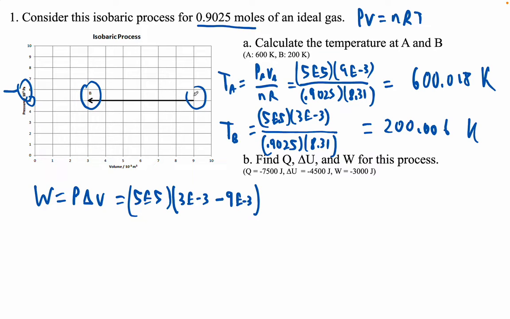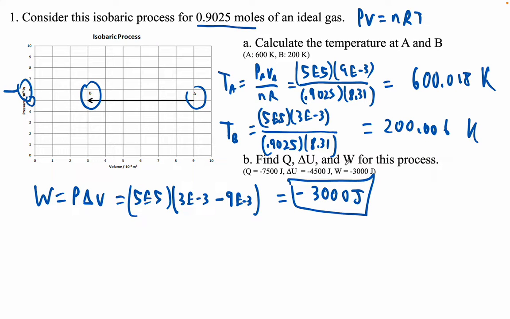Of course, you know this is negative work. That is the piston moving in, but I'm just showing you why it is negative mathematically. Times left parenthesis 3E minus 3 minus 9E minus 3. Obviously, I could just type negative 6E minus 3 in there. And I get that the work is negative 3,000 joules.